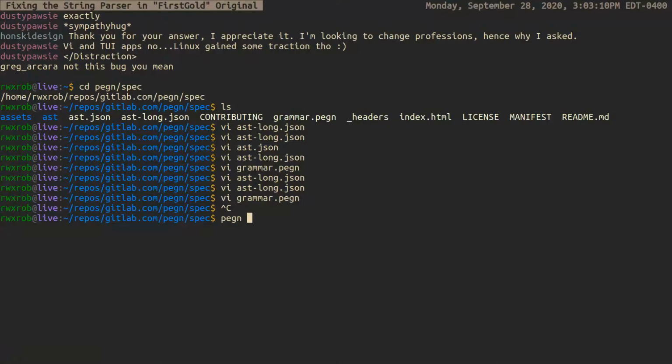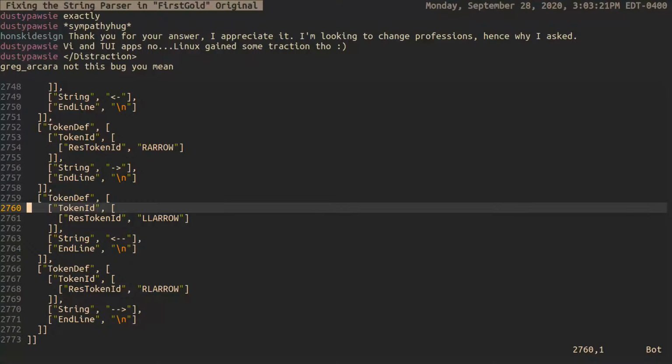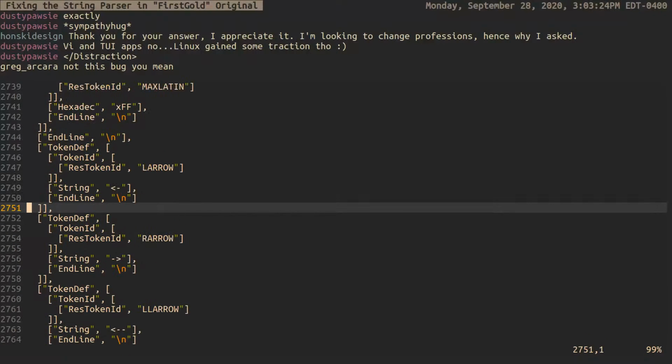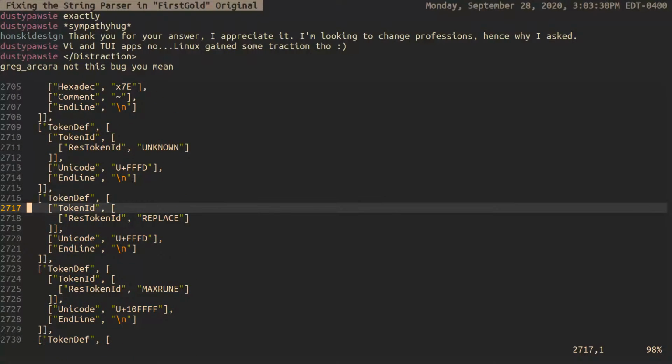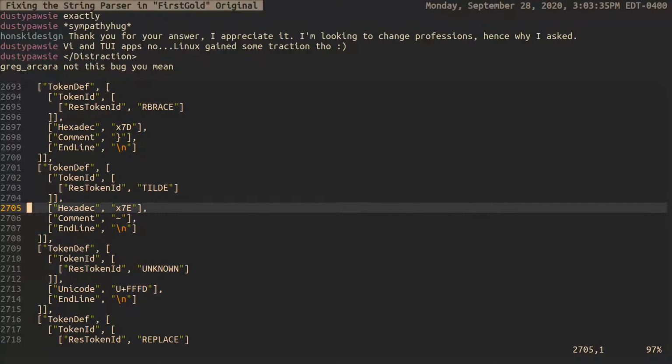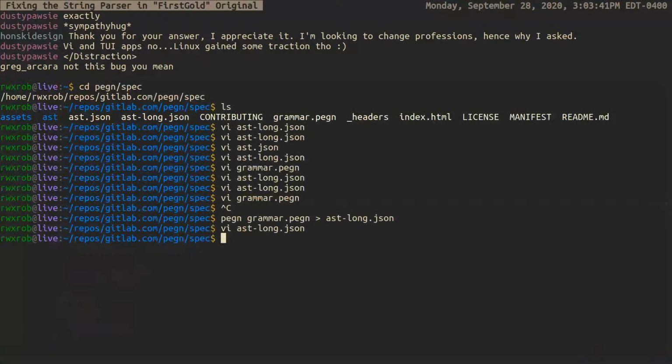Guarantee. I guarantee. Watch. AST long.json. And we'll go look at the AST long.json, and there they are. L arrow is there, and it's got a string in it, and it's all happy day. We have max Latin, we got max rune, and replace an unknown. So, it's always a great time when you learn that your testing actually did catch the situation. It was just such an esoteric situation that it was harder for me to see that it was doing what it was supposed to do. I like those errors. Those are the happy kind of errors. Happy little errors.